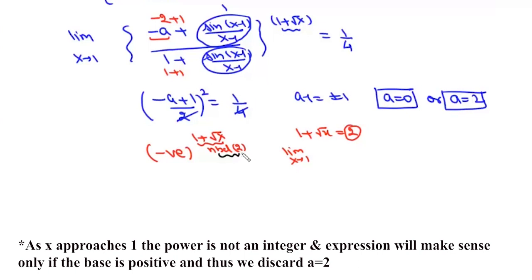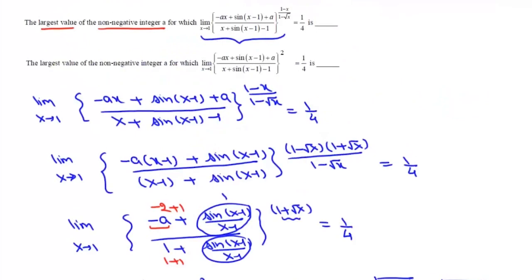Now in this neighborhood of 2, there may be many rational and irrational values. And for this, minus 1 to the power of a number in the neighborhood of 2 may not be defined. For a equals 2, this limit is not consistent in the neighborhood of 2. That means a equals 2 is not the solution to this limit. So the only solution possible to this limit is a equals 0. And that is the answer to this question.